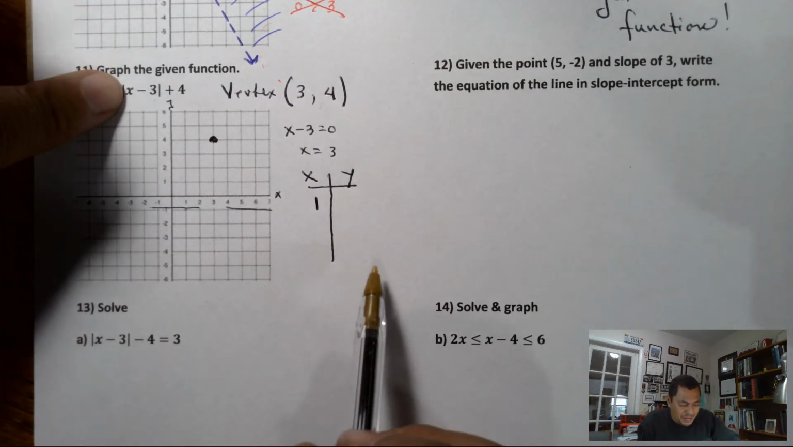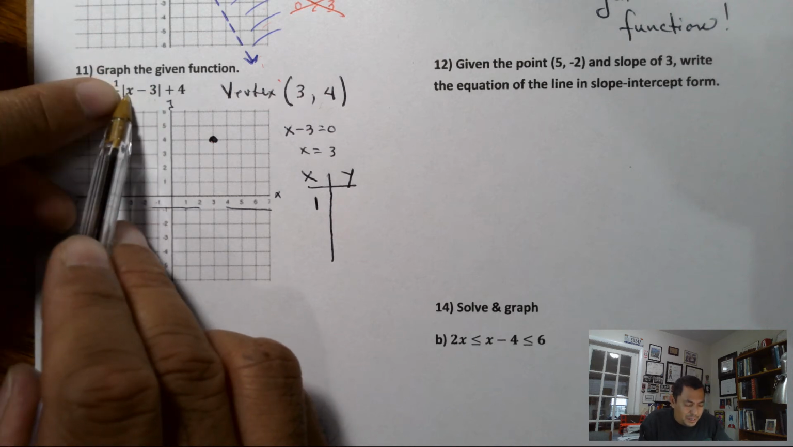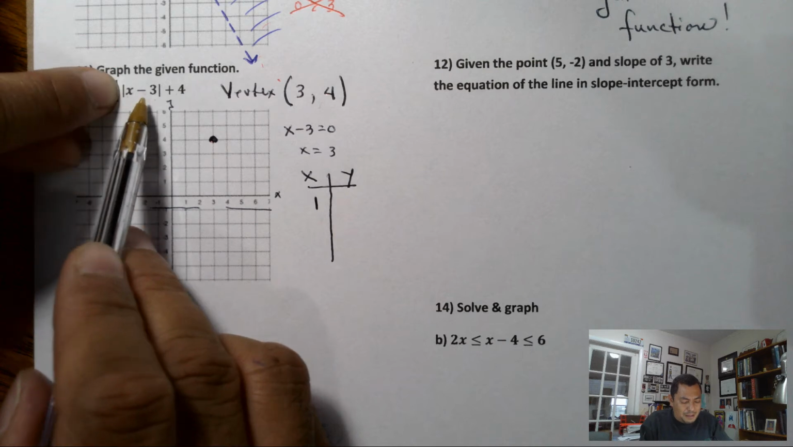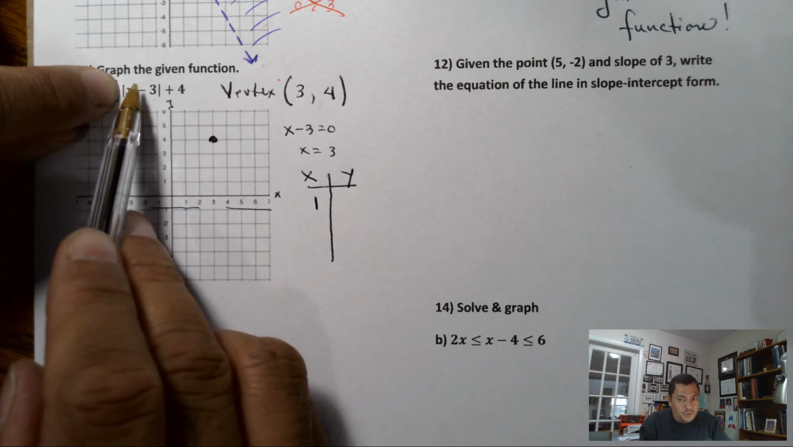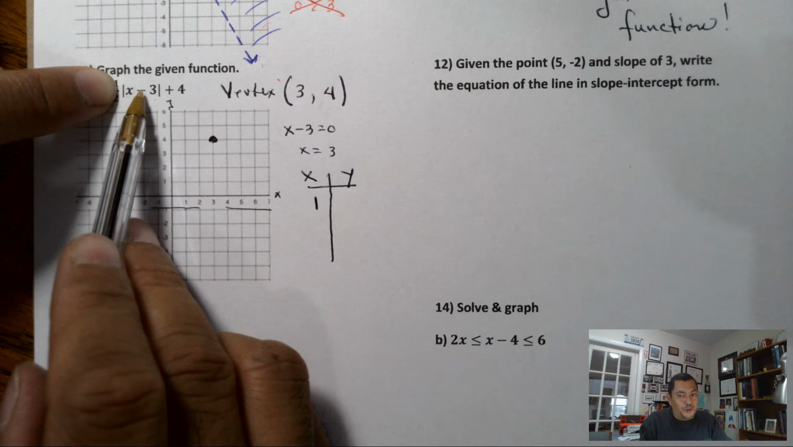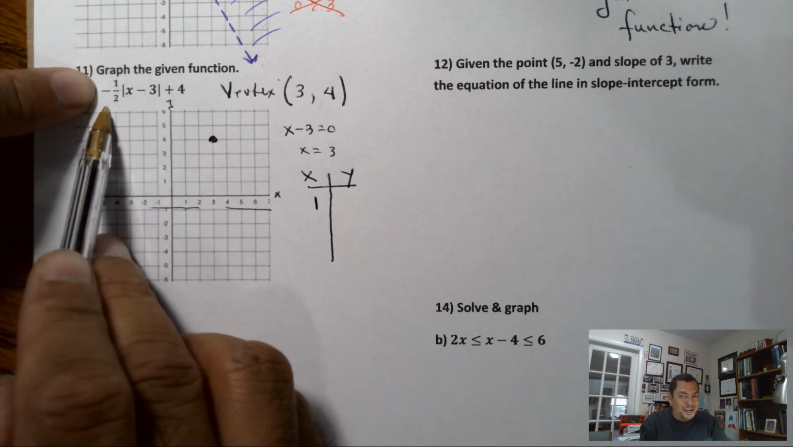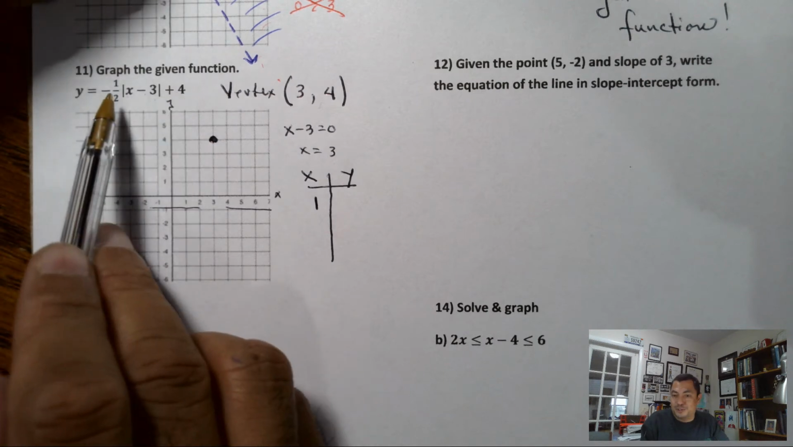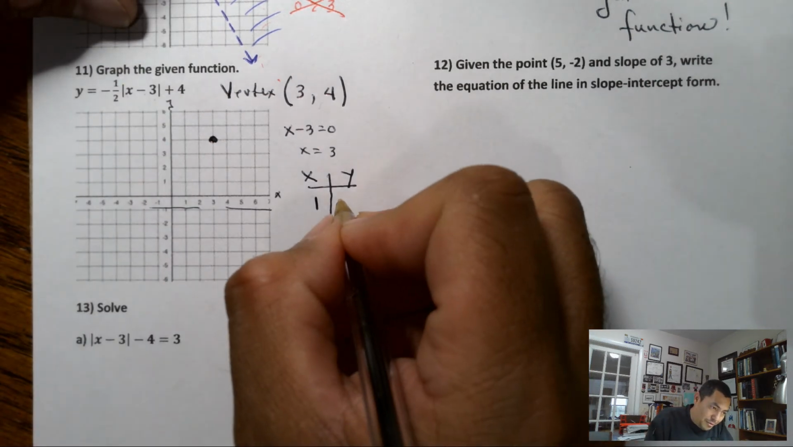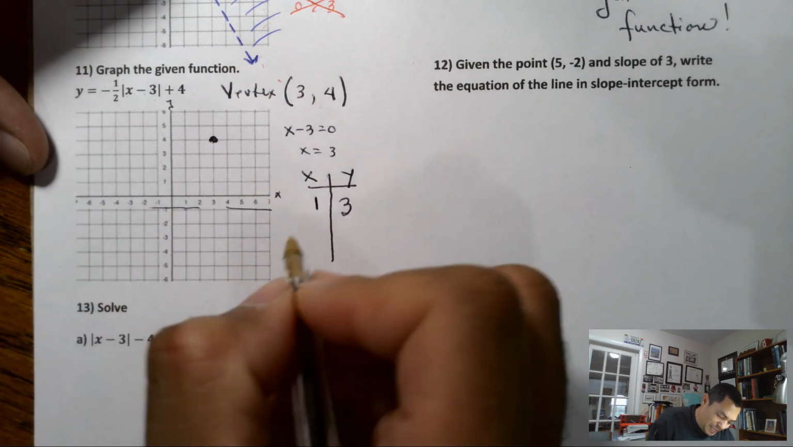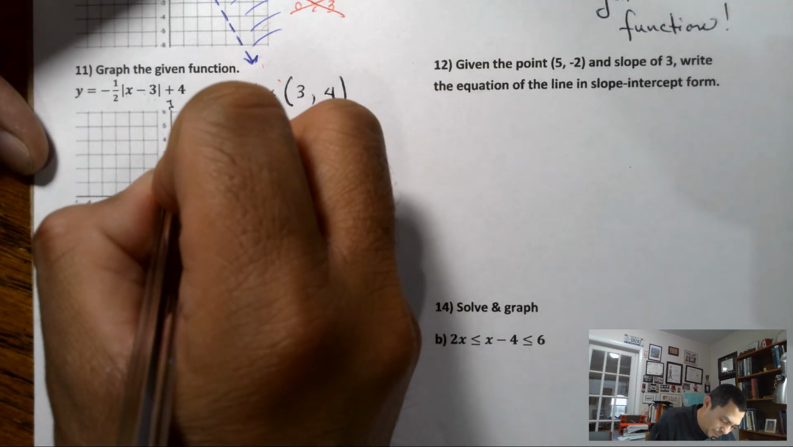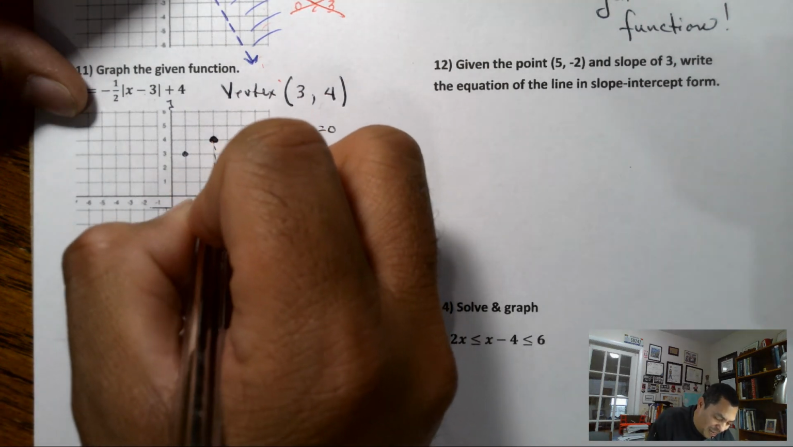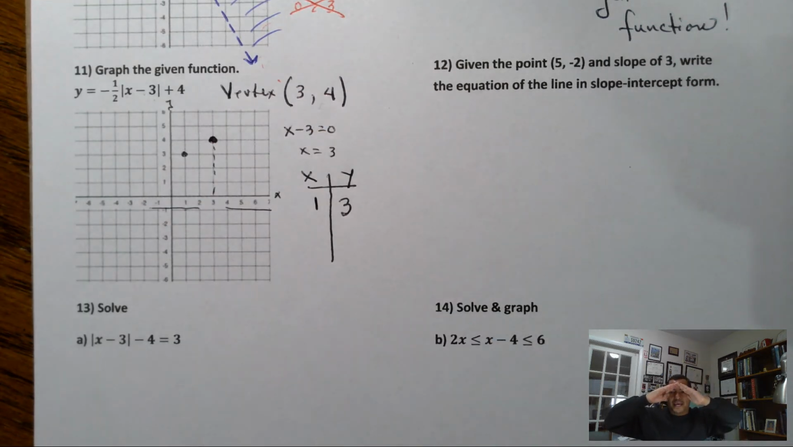So I have here, let's go back here. 1 minus 3 is negative 2. Absolute value of negative 2 is 2. 2 times negative 1/2 is negative 1. And 4 minus 1 is 3. So my point here is 1 and 3. And the next one, I'm going to do another one. Now look at this one. This is your vertex, right? That's where the graph is going to split in equal size.